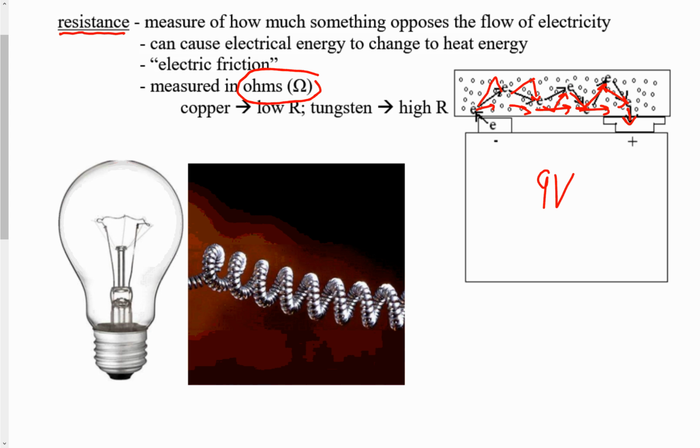Now check out this unit for resistance. This Greek letter is actually a capital omega. If you're curious, lowercase omega looks like a w. But the unit is the ohm, and that ohm is how we measure resistance.